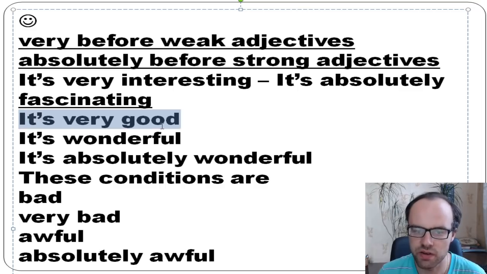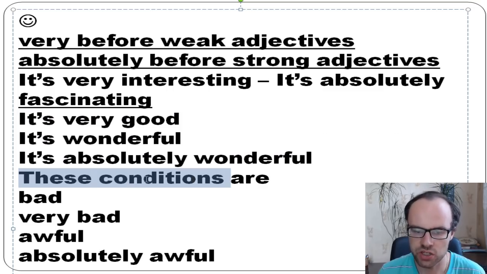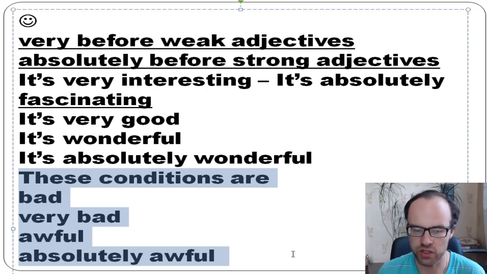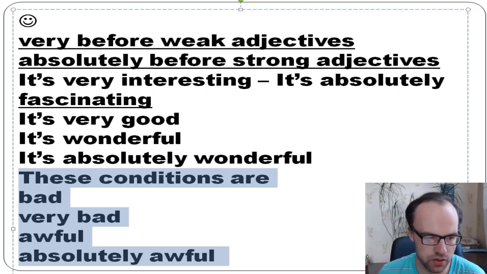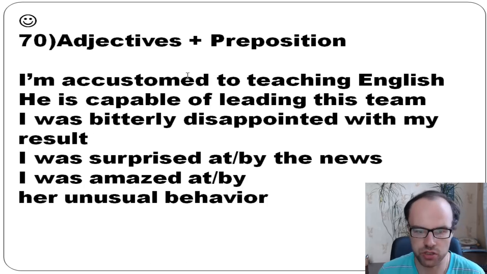Look, it's very good or it's wonderful. But you can't say it's very wonderful. You need to say it's absolutely wonderful, because wonderful is a strong adjective, okay? Look, these conditions are bad, so you can make it sound stronger: very bad, or awful, or absolutely awful. It's stronger than awful. Good.